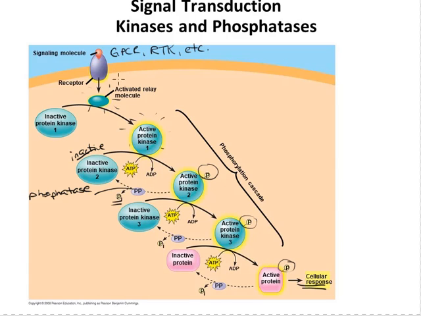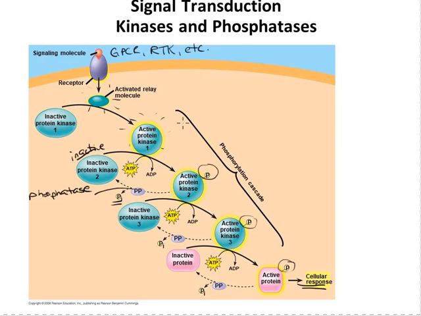First, the receptor is membrane-bound, but the final protein might be located somewhere else in the cell. So we have to have a relay system to communicate the signal from the cell surface to the cell interior or to specific internal organelles.